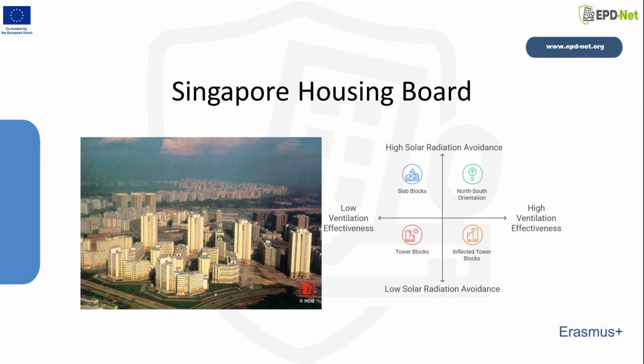Housing and Development Board Design Strategies, Passive Management. Historically, the Housing and Development Board managed solar radiation and wind through urban planning and typological design rather than computational simulation. Orientation. In the development of early estates like Queenstown, HDB slab blocks were predominantly oriented north-south. This strategy was explicitly adopted to avoid direct solar radiation from the east and west sun, thereby minimizing heat gain.